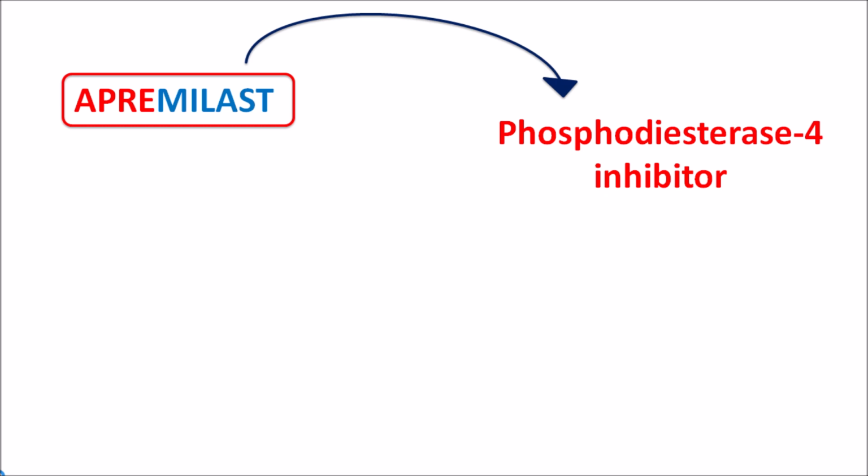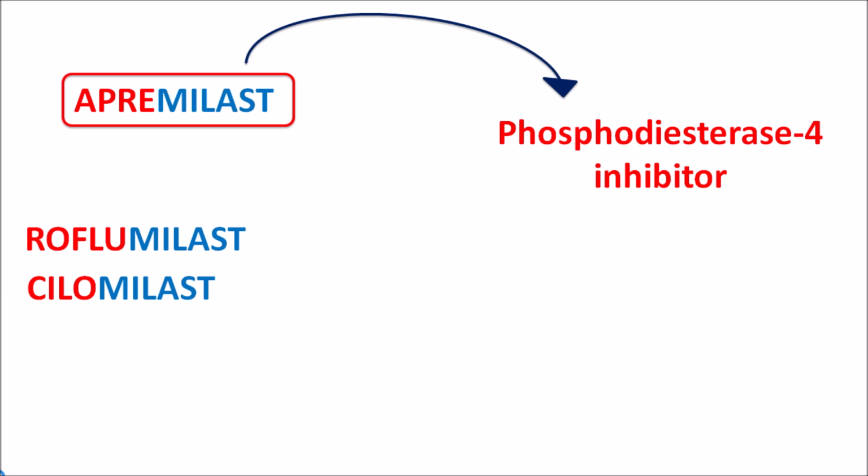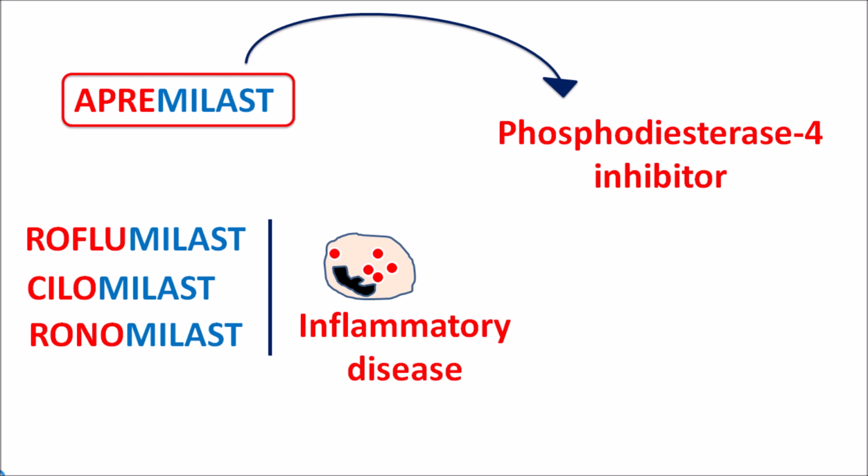We have other drugs within this category with similar suffix such as roflumilast, cilomilast, and ronomilast. All these are phosphodiesterase type 4 inhibitors. These drugs are particularly used in the treatment of inflammatory disease. For instance, roflumilast and cilomilast can be used in the treatment of asthma as well as COPD, where they can reduce the inflammatory response. So the drugs with the suffix milast are phosphodiesterase type 4 inhibitors.